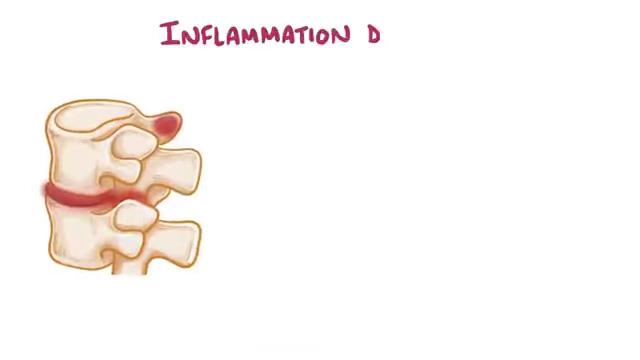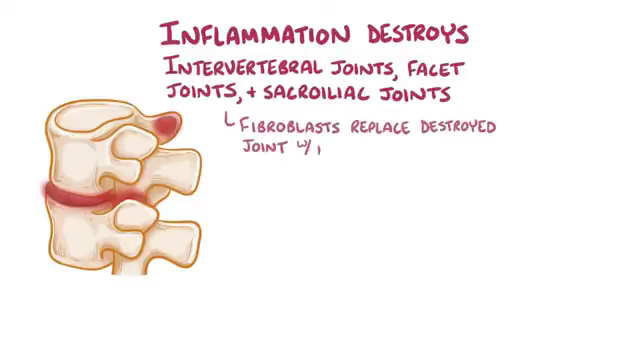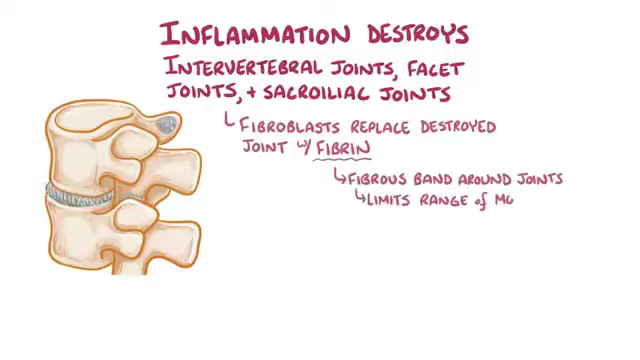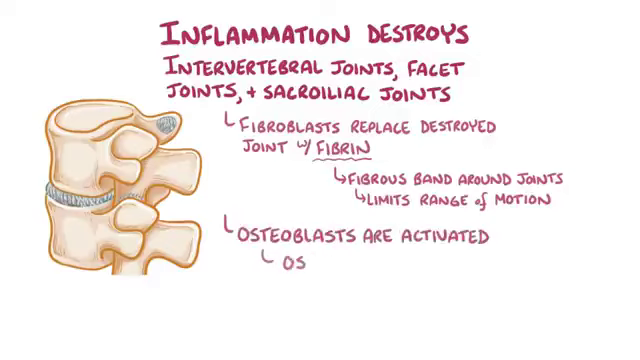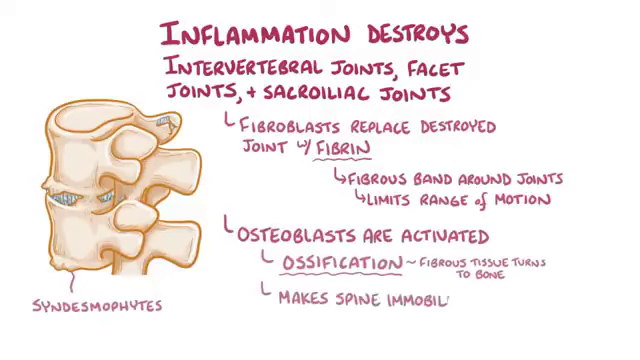Over time, the inflammation destroys the intervertebral joints, as well as the facet joints and the sacroiliac joints. And fibroblasts replace the destroyed joint with fibrin. Layers and layers of fibrin form a tough fibrous band around the outside of the joints, which limits their range of motion. Eventually, osteoblasts get activated, and a process called ossification will start, which is when the fibrous tissue turns to bone. In the beginning, small bony outgrowths will form at the joint edges, called syndesmophytes. This makes the part of the spine that's affected immobile, and sometimes that can be the entire spine.